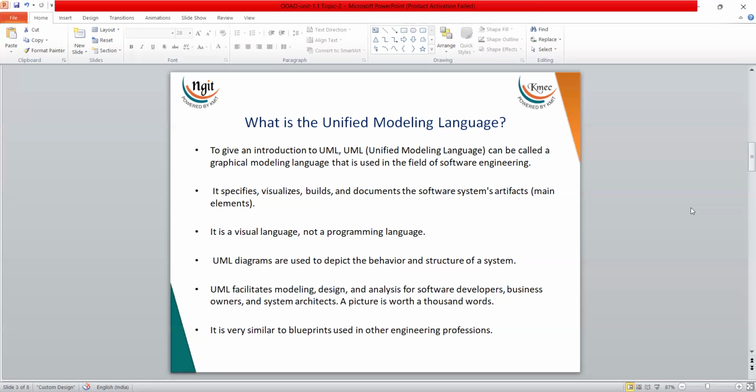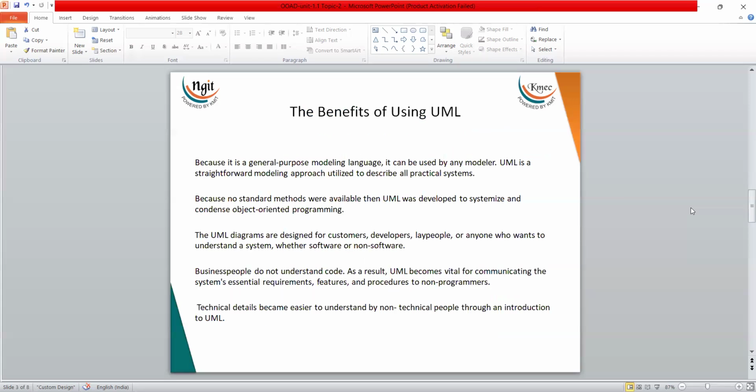UML facilitates modeling, designing, and analysis for software developers, business owners, and system architects. A picture is worth 1,000 words. So by this line, we can understand it is very easy to see a model or a picture rather than a document or a script. So it is very similar to a blueprint used in other engineering professions.